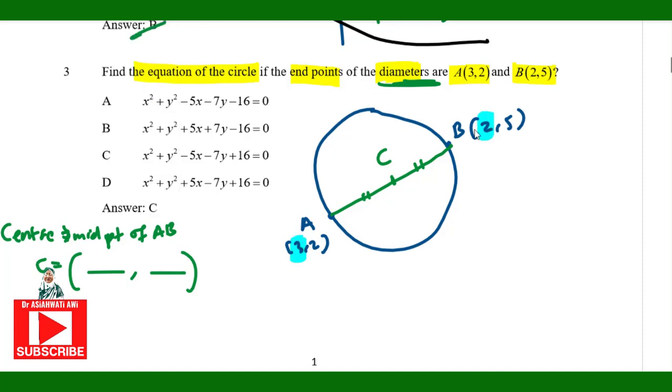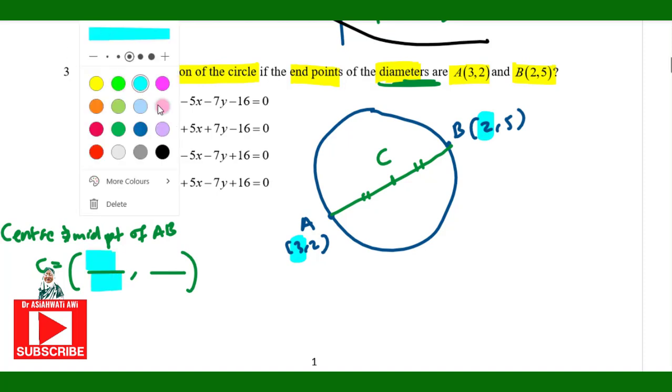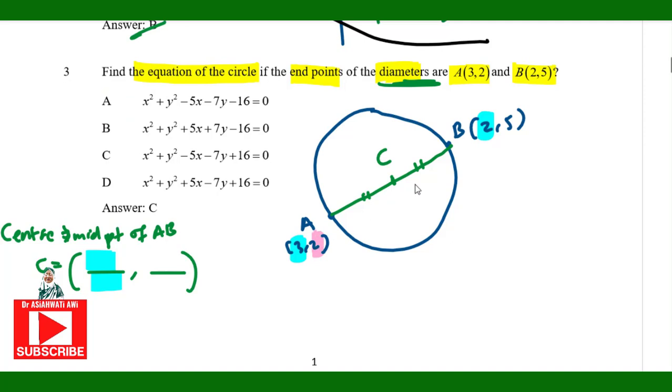The midpoint is (x plus x) divided by 2 and (y plus y) divided by 2. Let's write it down: (3 plus 2) over 2, (2 plus 5) over 2. This is equal to 5 over 2, 7 over 2. This is the center.